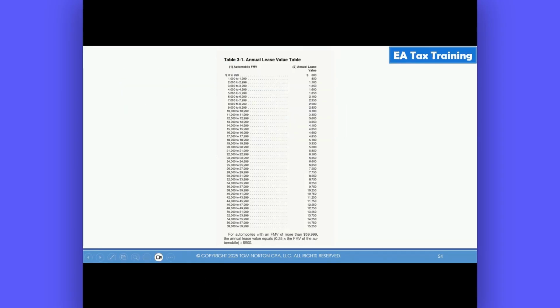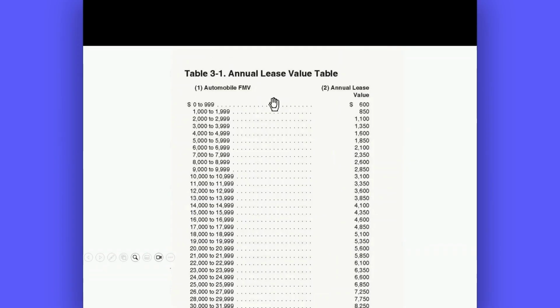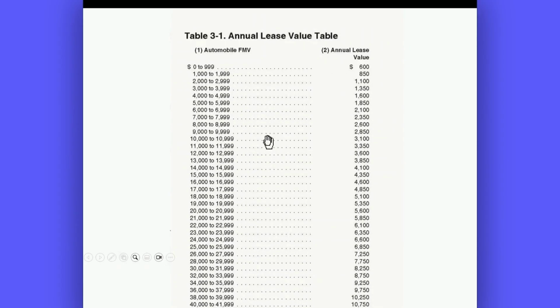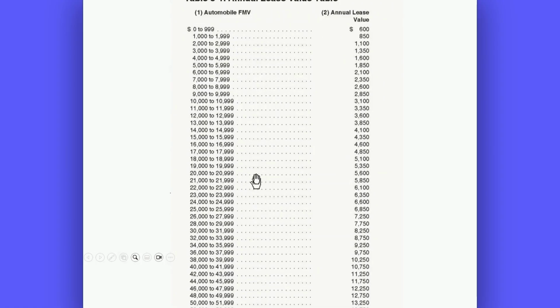So here is the table that we are talking about. And this comes from that publication 15B that we referenced at the beginning of this video. So you can see based on the value of the car. So if you got a brand new car, it's easiest. You know how much you paid for it. So let's say you paid $35,000 for the car. So you come down here, you'd say between $34,000 and $35,999. It's $9,250. So you would take that, that's the annual lease value, you'd multiply it by the percentage of miles that are personal miles, and that would tell you the amount to include in the employee's W-2.